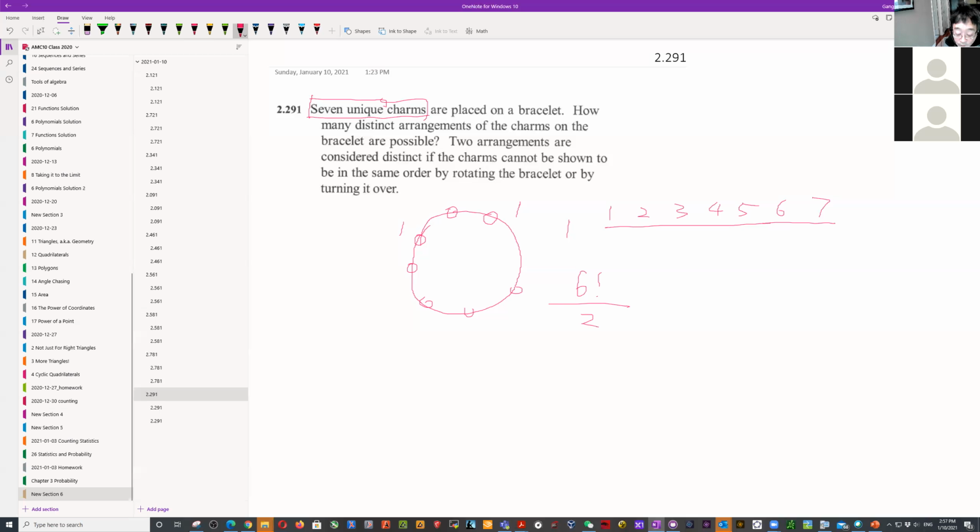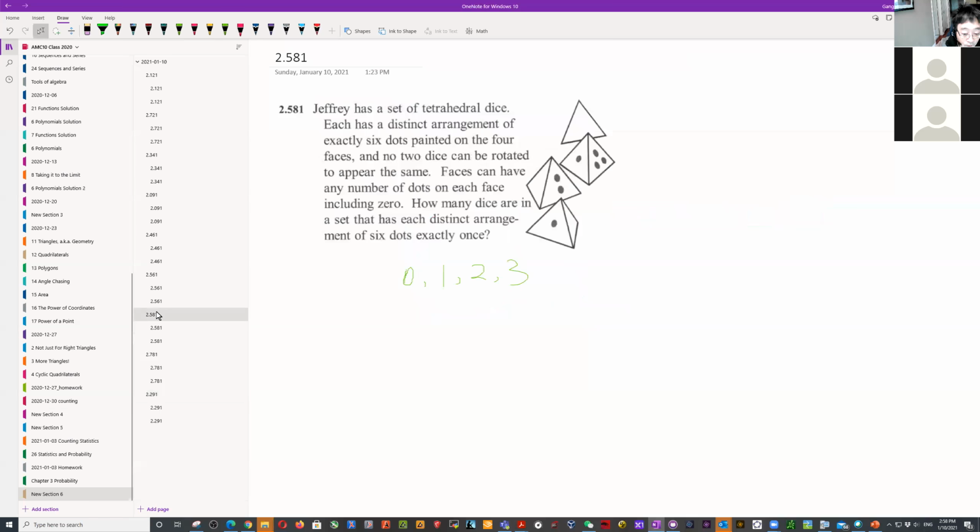So anyway, I think this is a tetrahedron. A tetrahedron has 4 faces, so any of the 4 faces could be put down. So basically, it has at least four-way duplication. We will find out next time.